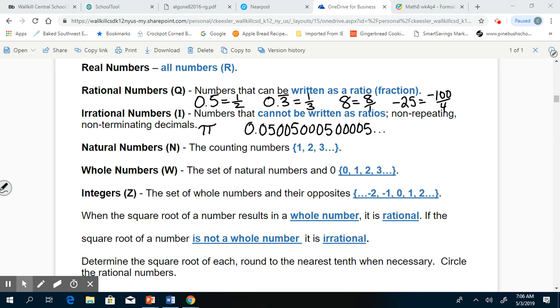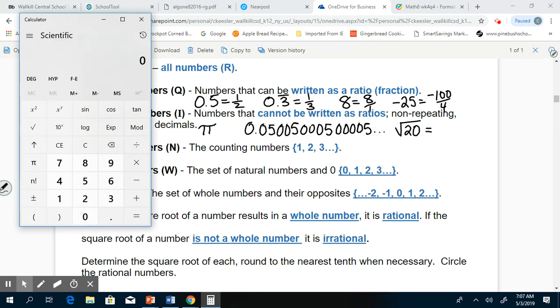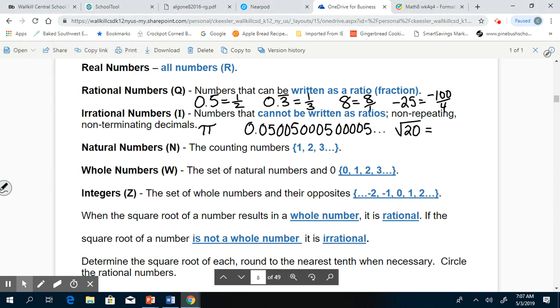Another example is when you try to take the square root of a number that is not a perfect square, which we're going to talk about more later. For example, the square root of 20. There is no number that multiplies by itself to get 20. If I take my calculator and do the square root of 20, I get 4.47213595499. Nowhere in that long strip of numbers do I have a repeating set of numbers. So it is also non-repeating, non-terminating, therefore irrational.